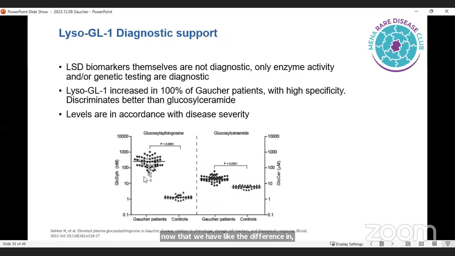We have the patients with Gaucher, and here the control. So this is for lyso-GL1. So there is really no overlap. But if you look at the glucosyl ceramide or GL1, yeah, there is some overlap between patients and control. So maybe you have patients with values that are close to or within the control range. So this is why lyso-GL1 is more suitable or more specific for Gaucher disease.